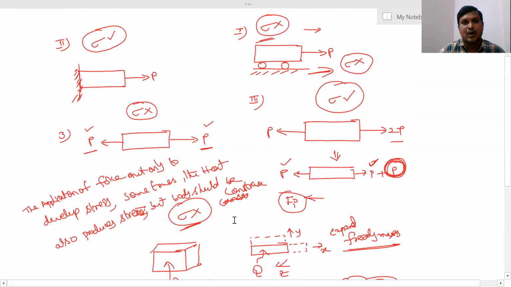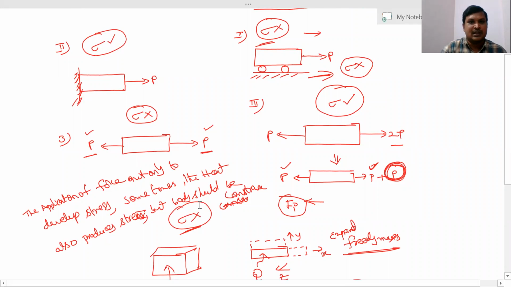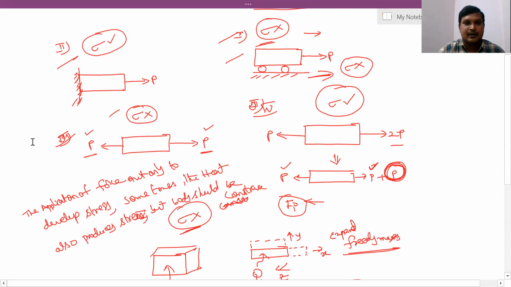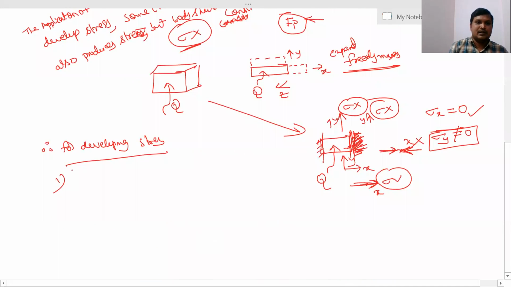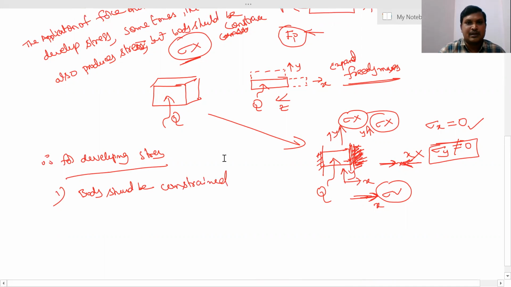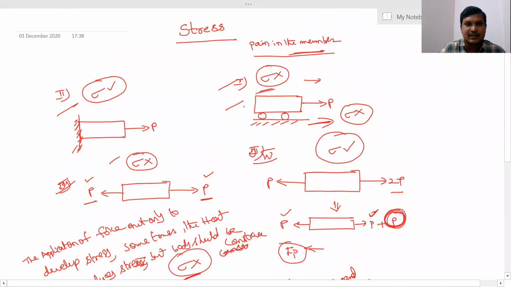In all four cases, there is a force. Even though the force is there in the first case and the third case, no stress is developed. So for developing a stress, there are two conditions. The first one is that the body should be constrained. By observing the first case and second case, in the first case there is no constraint.